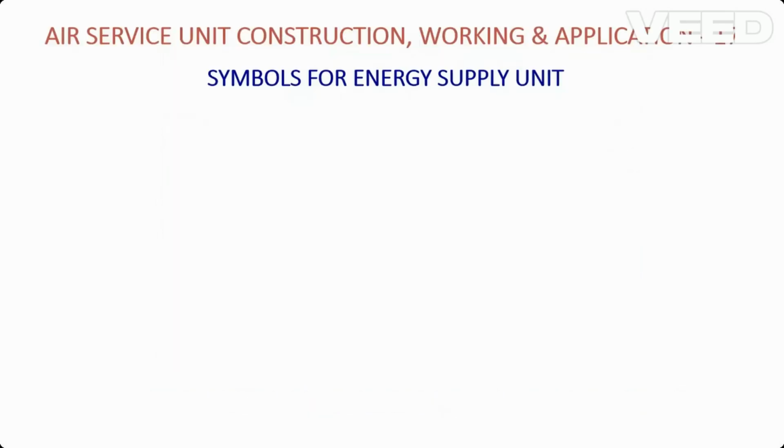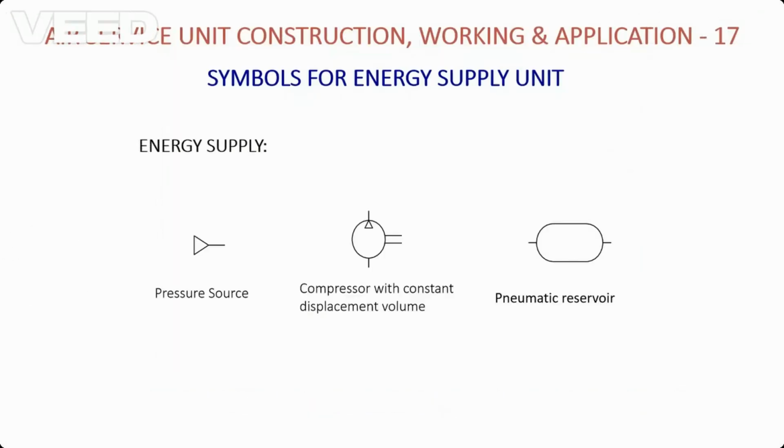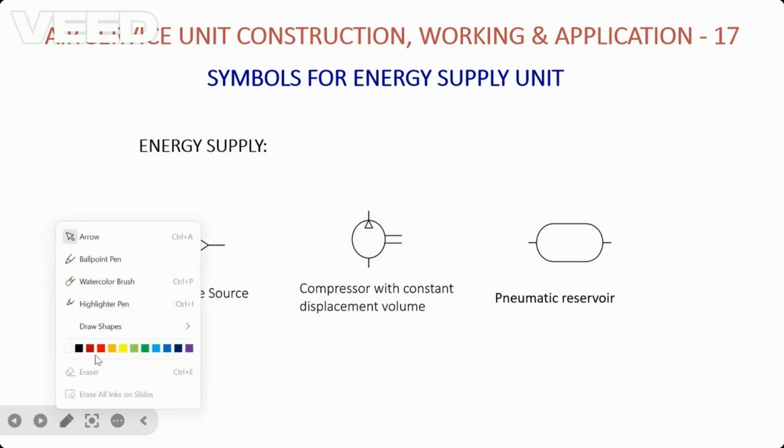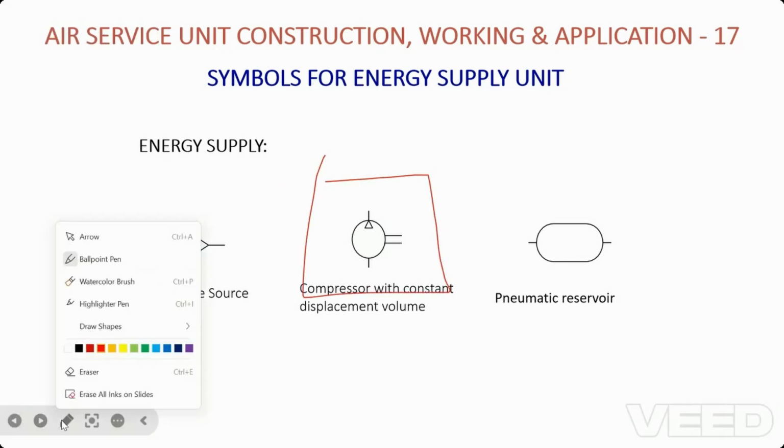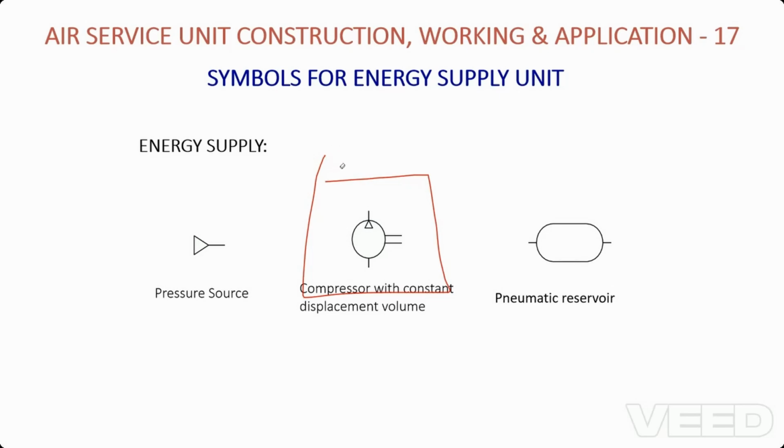Firstly, we have the air compressor or air pressure source, whatever it can be. Here we can see the symbol in the middle, which can be called an air compressor. The symbol in the middle can be taken as an example of an air compressor.